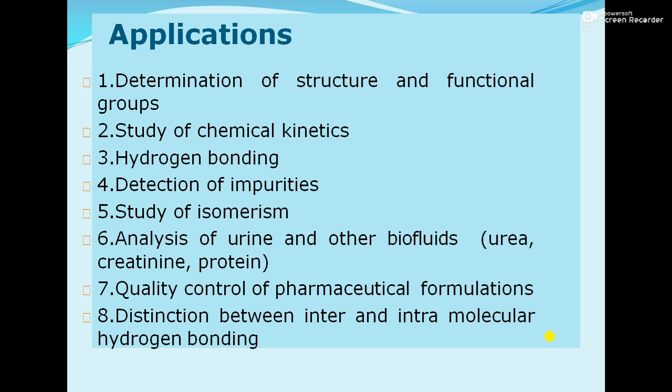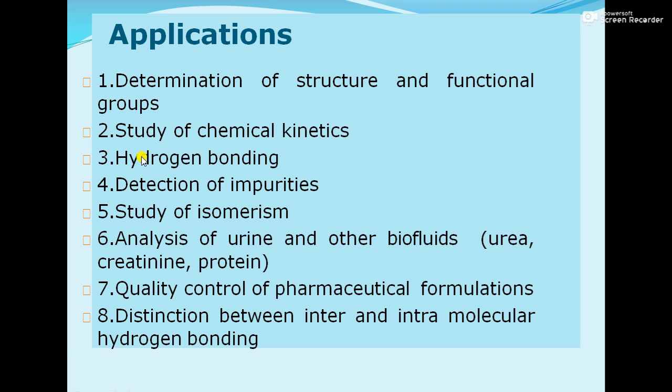So now, the next part is a very important part. This is about the applications of IR spectroscopy. The first application is that it helps to determine the structure and functional groups. Identification of functional groups can be done with the help of this. As we know, there is a functional group region, so it can help to determine the functional group. Different types of functional group have different absorption frequencies. It can identify the structure of the compound. Identification of structure can be done by comparing the fingerprint regions of different compounds.